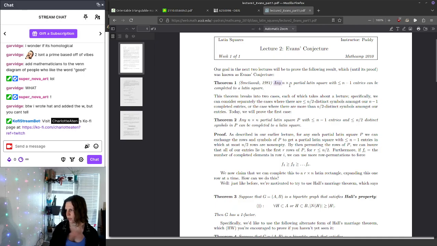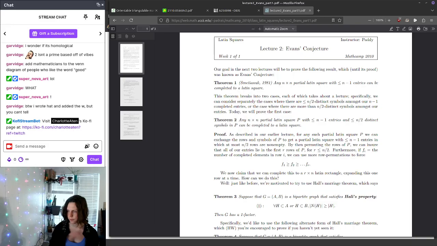Okay, so any n by n. Oh, I didn't spell it right. Sorry, I misspelled Smetaniuk. I always misspell and mispronounce it. This theorem from 1981, I couldn't remember it was 81, but I did remember it was the 80s: any n by n partial Latin square with at most n minus 1 entries can be completed to a Latin square. Okay, well, what is that? How do we flip that around?